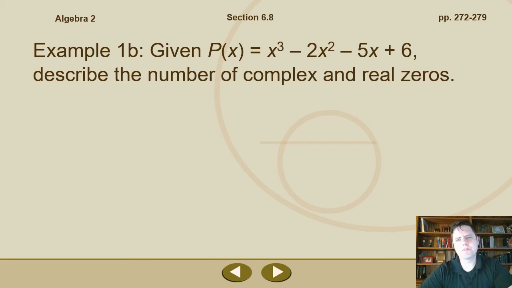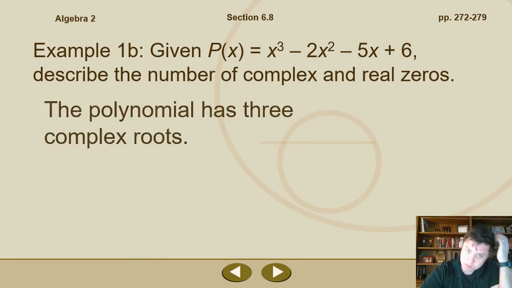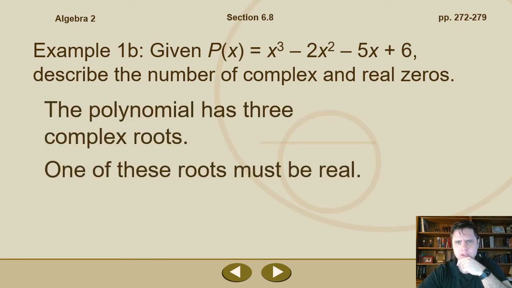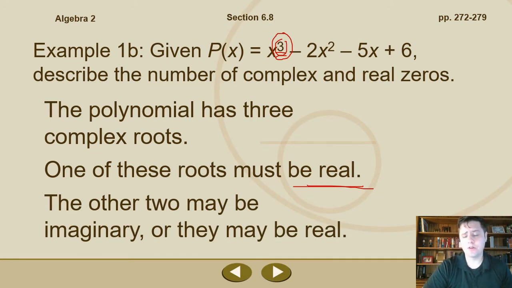It says here then, describe the number of complex and real zeros. Well, because it's an odd degree function, remember what I said, if one end is going up and one is going down, then there has to be a point at which it crosses the x-axis. So there must be at least one real root. It will have a total of 3 roots because of our other principle that the power of the highest term in the polynomial sets the number of roots that we have. So we have exactly 3 complex roots, but there must be at least one real root where it actually crosses the x-axis because it's an odd number on this leading term. The other two may be imaginary or they may be real.